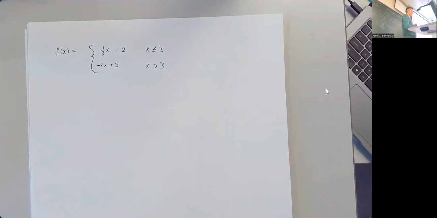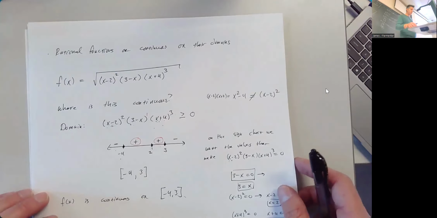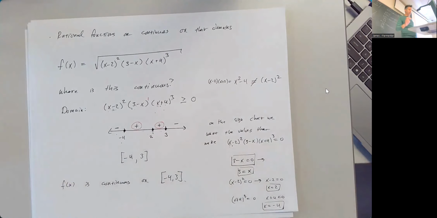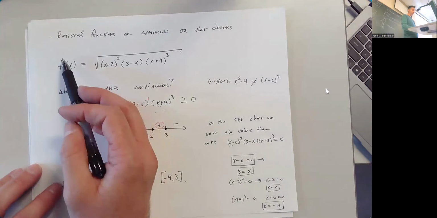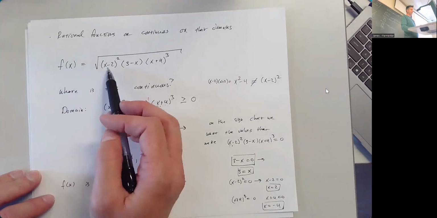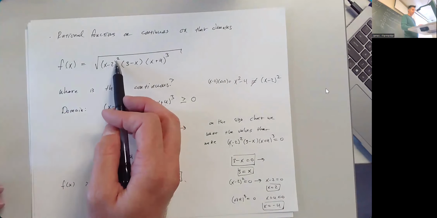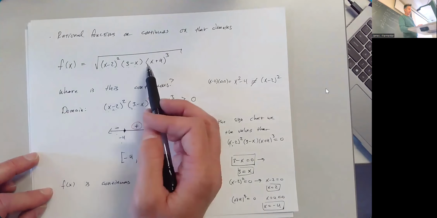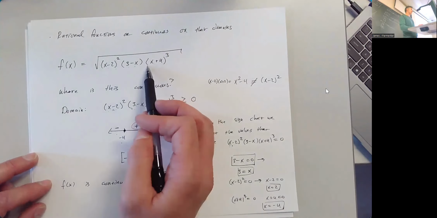Question: in the previous problem, why wouldn't we include the part before -4 and after 3, so negative infinity to -4? So if we pick -5, for example, -5 isn't in the domain of this function. If you go back to your original function and plug in -5, you get -7 squared, which is 49, times 3 minus -5, which is 8. So 49 times 8 times -5 plus 4 is -1, and -1 cubed is -1.